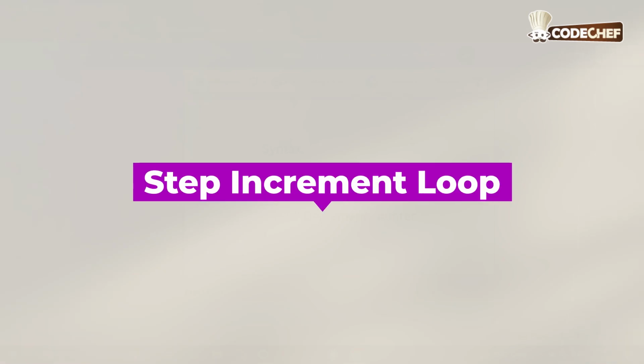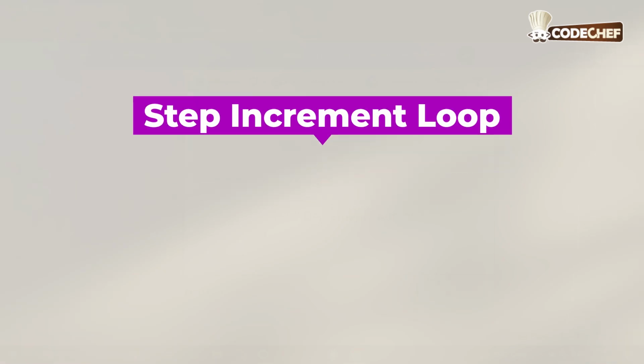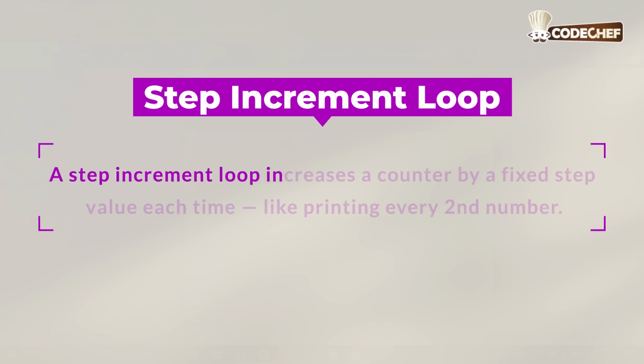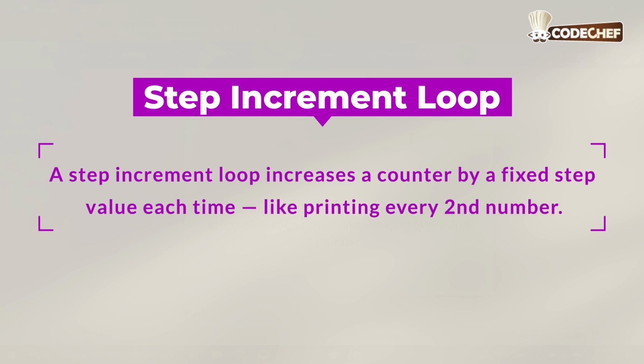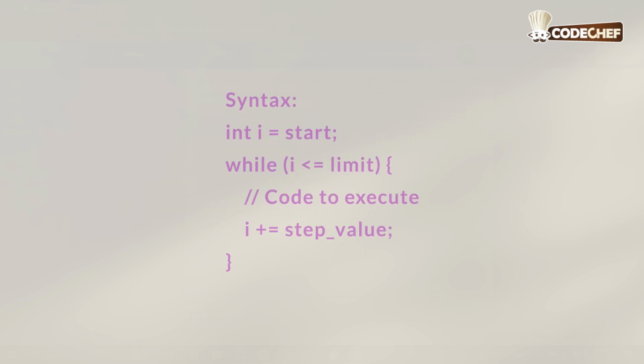Next is the step increment loop. A step increment loop increases a counter by a fixed step value each time, like printing every second number. The syntax for the same is int i = start, while i <= limit, and the code to execute with i += step value.